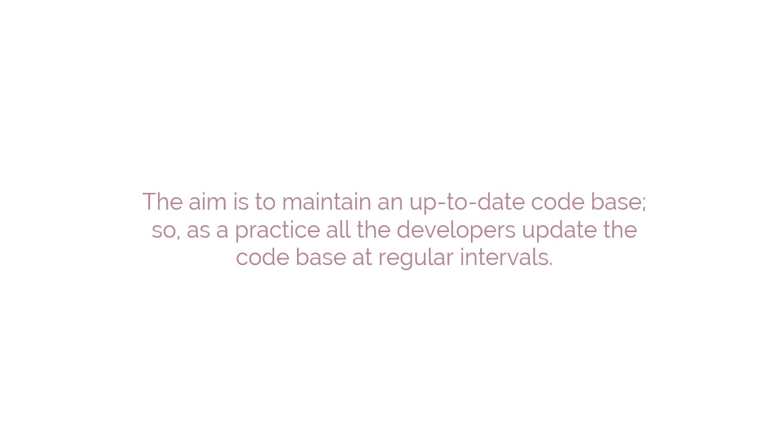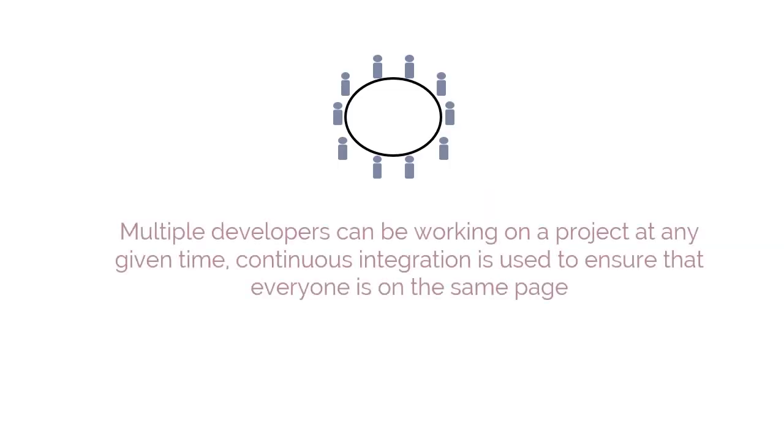So, as a practice, all the developers update the code base at regular intervals, the minimum requirement being once a day. Because multiple developers can be working on a project at any given time, continuous integration is used to ensure that everyone is on the same page and that everyone is working on the updated code.